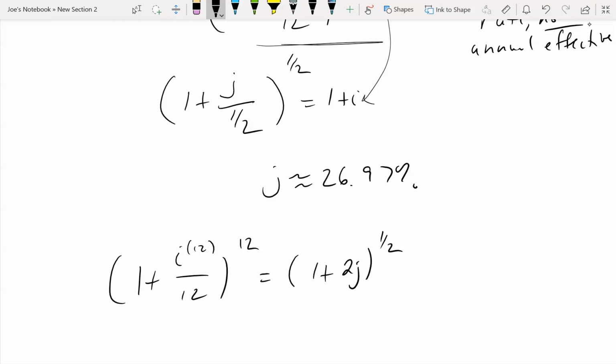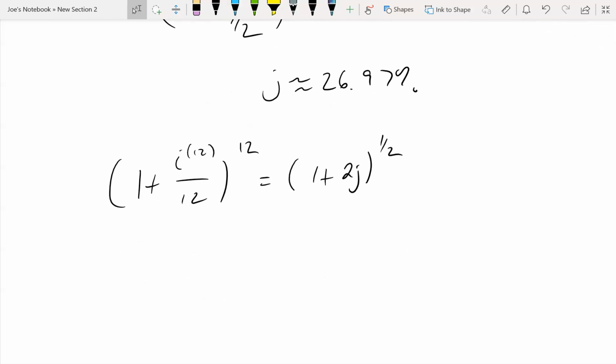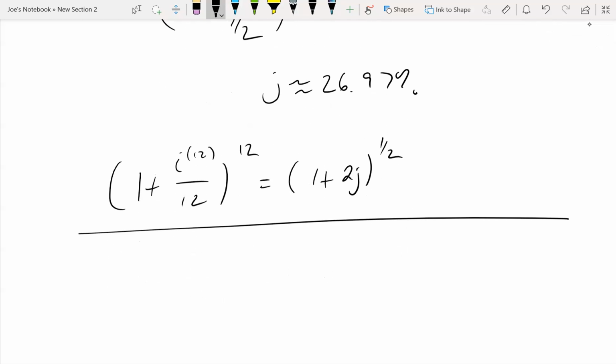So we can do this not just, like I mentioned, for nominal rates to annual effectives. You can convert from one to the other, and you can involve discount rates too. So let's look at 3.29. This is on page 51.